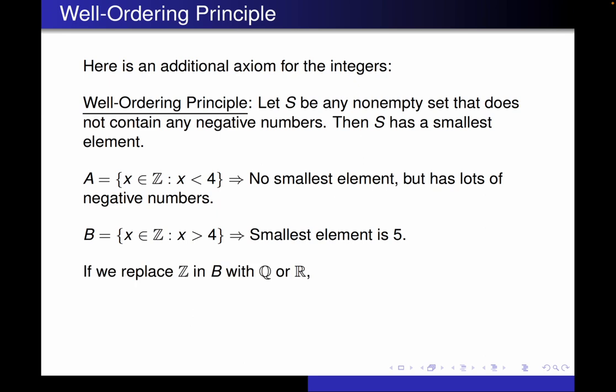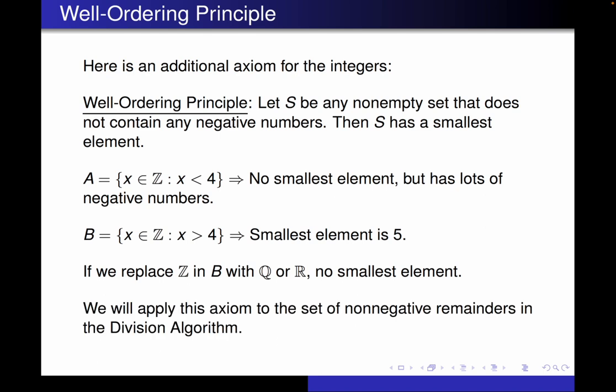However, if we take that set, x greater than 4, and say x doesn't have to be an integer, it could be any real number or any rational number, then there is no smallest element. If we look at all the rational numbers that are greater than 4, there's no smallest one, and same with real numbers. So what we're going to do with this well-ordering principle is apply it to non-negative remainders in the division algorithm, and it's actually going to help us a great deal in improving that theorem.